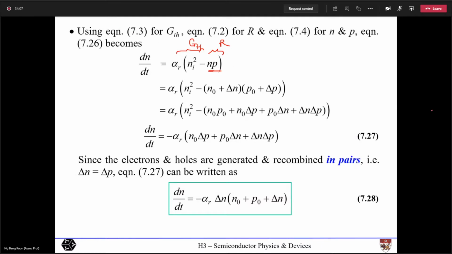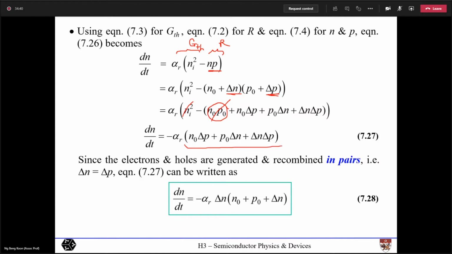and p naught plus delta p. So this delta n, delta p is not 0, because when you just switch off, they'll have some value and they will change with time. So they do not equate to 0, and you need to keep that there. If you multiply out the terms, you'll find that one of them is n naught p naught, which is your n_i squared. This cancels off with the n_i squared you have from G_th, leaving us 3 terms now.